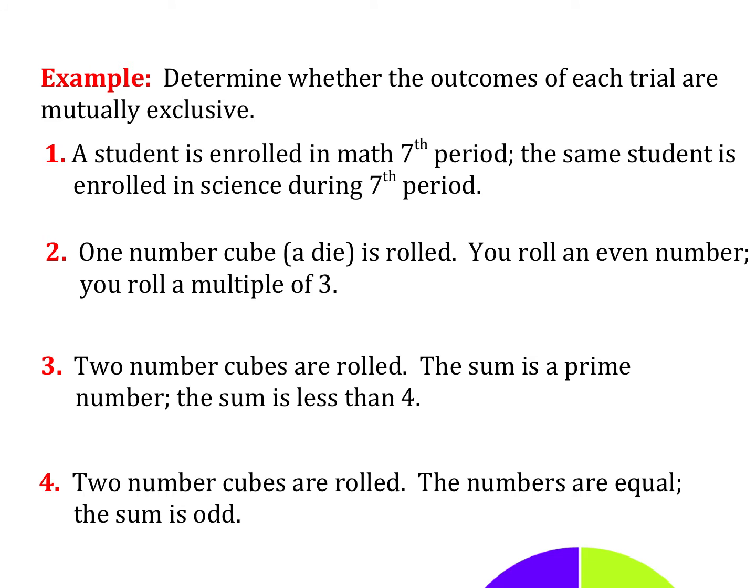So question one here, we want to figure out first, are these mutually exclusive or not? A student is enrolled in math 7th period. That same student is enrolled in science during 7th period. Well, those would have to be mutually exclusive events. A student can't be enrolled in the same class during the same period. You can't overlap with math and science at the same time. Unless, I guess we could argue physics is both math and science. So we'll put an asterisk by that one.